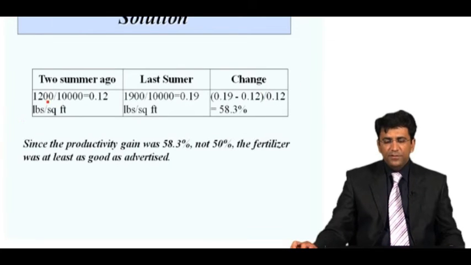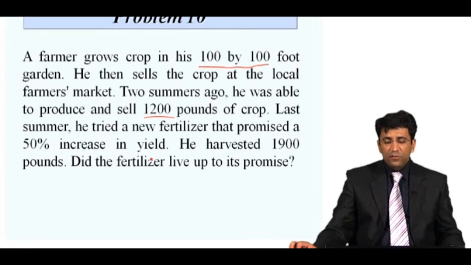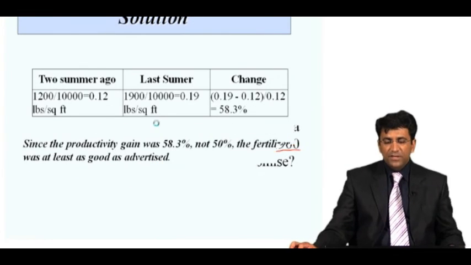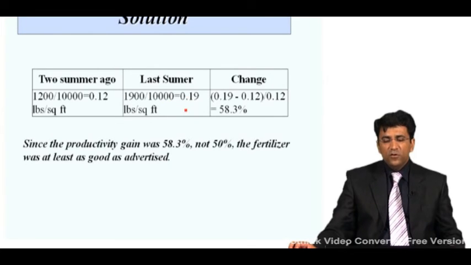So students, 1200, this is the output divided by this input, this will be equal to 0.12 pounds per square foot. So this is our initial productivity. And what will be our new productivity? For calculating the new productivity, you know that now the output has been increased, that is up to 1900 pounds. So 1900 is the new output, divided by the input, which remains the same, that is 10,000. So the new productivity will be equal to 0.19.